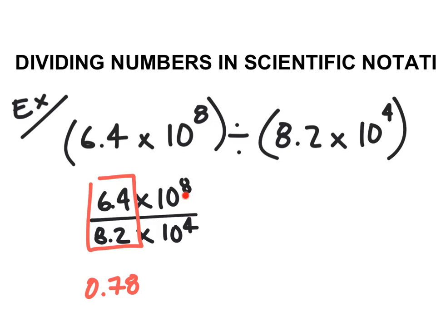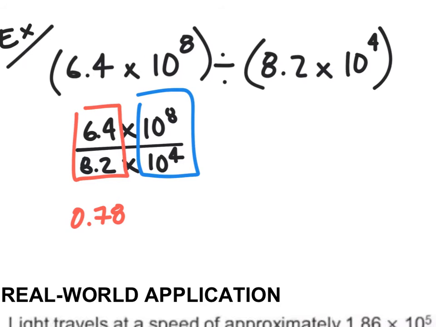And then, if I wanted to divide the powers of ten, this is going to be times, and then I'm just going to divide those numbers. So this is going to be 10 to the 8 minus 4 power. So then I finally get the answer, 0.78, then times 10 to the positive 4th power.